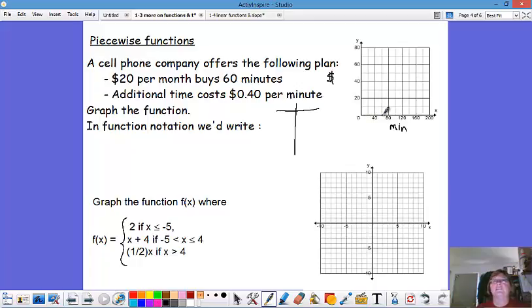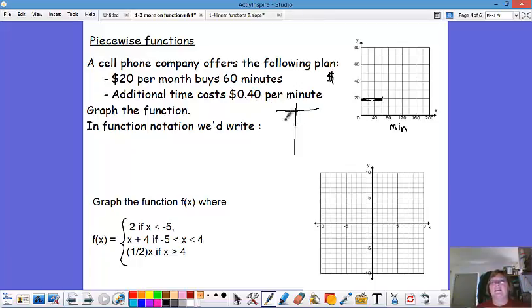So 20, 40, 60. Here's the 60-minute mark. It's going to cost us $20 up to and including right there. Okay. Once we get past that 20, then we have to spend 40 cents more per minute.